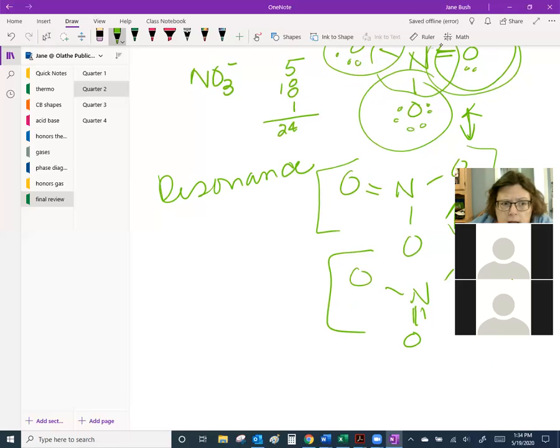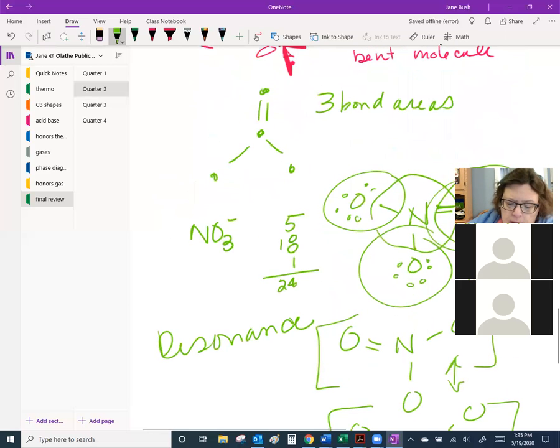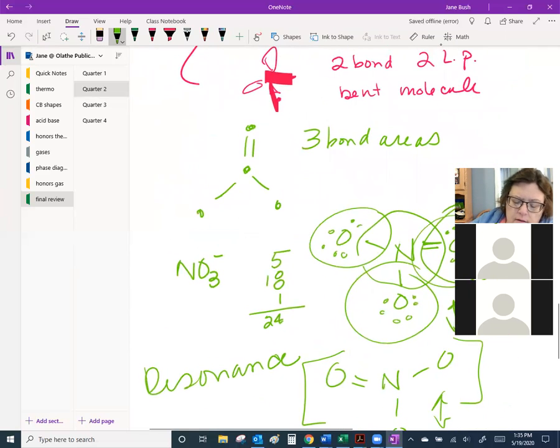Okay. The example of, well, I'm not coming up with an example. All right, so back to 3 bond areas. This is what we call trigonal planar.